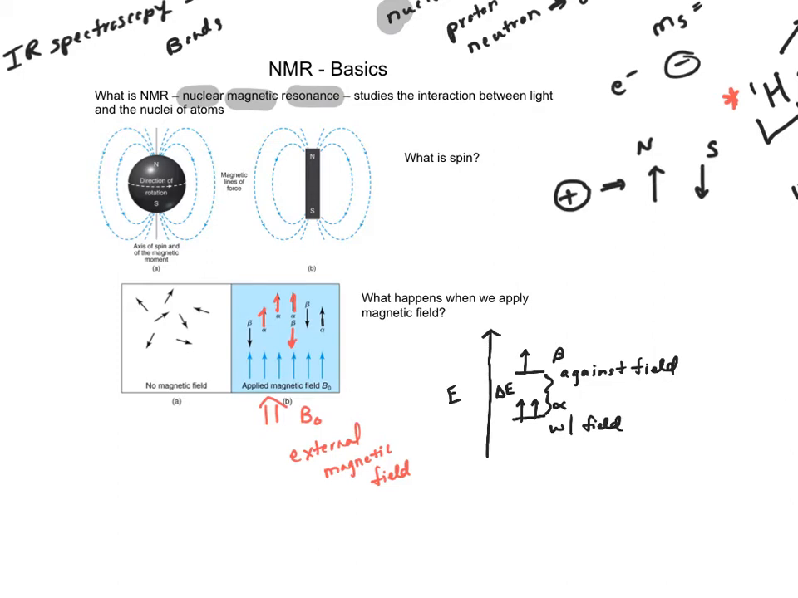If I shine in light, what's going to happen is one of our alpha spin state nuclei is going to be promoted, and it's going to undergo what is called a spin flip. Okay, so it's the exact same thing with vibration. If you shine in light with energy equal to that energy difference between the two spin states, you're going to get absorbance. And in terms of NMR, what that means is this guy is essentially going to be promoted to the beta state, and he's going to flip his spin.